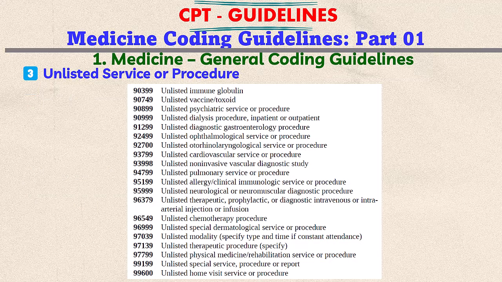So when you look at the unlisted service or procedure codes, you can see 90399 for unlisted immune globulin, unlisted vaccine or toxoid. Like that, there is a list of unlisted items here. So when a CPT code does not exist, you must select the correct unlisted code from the CPT selection. Remember, documentation is crucial. Payment depends heavily on your special report.